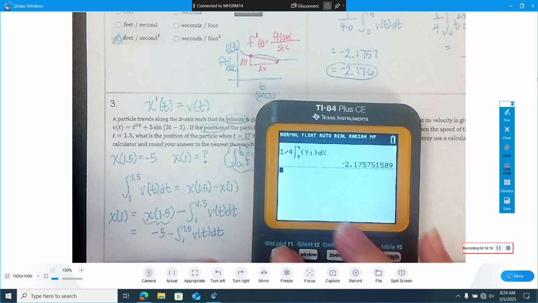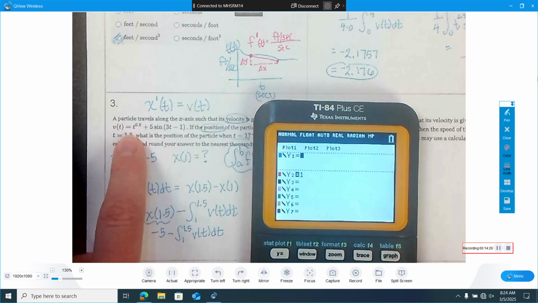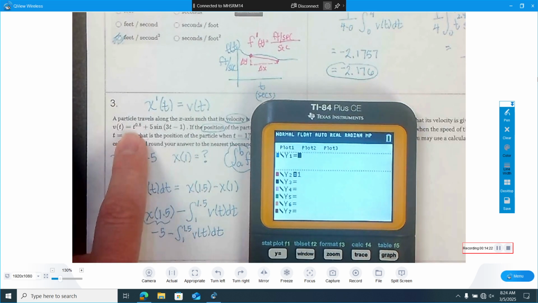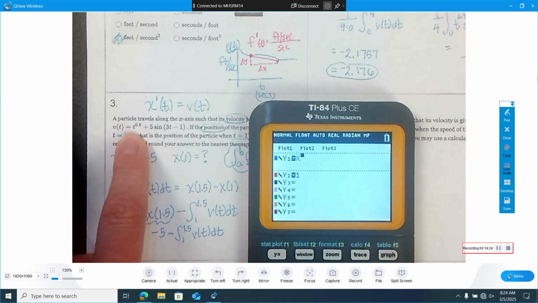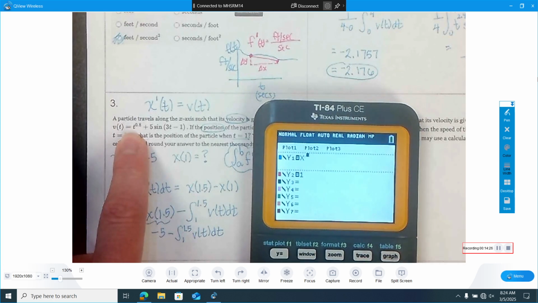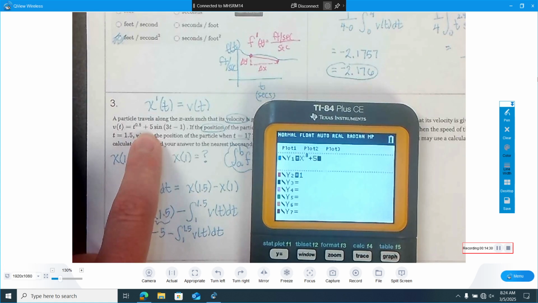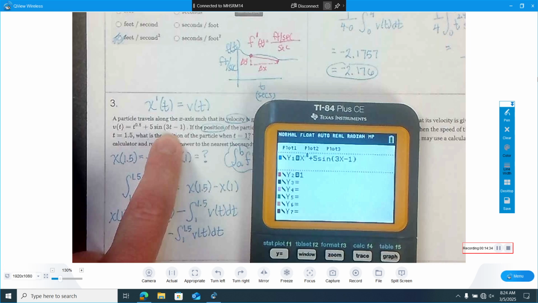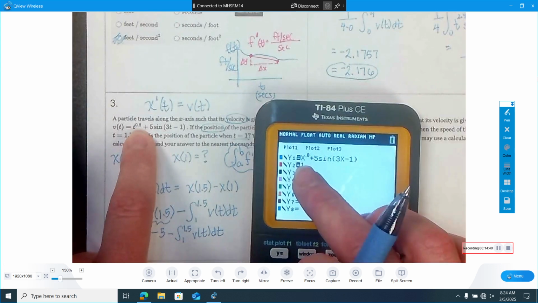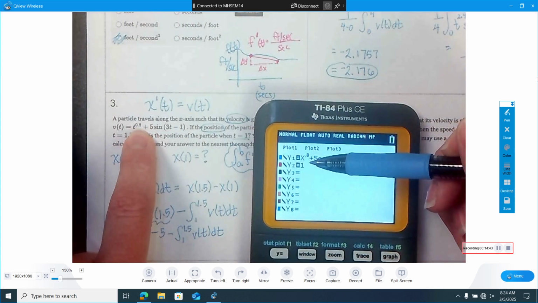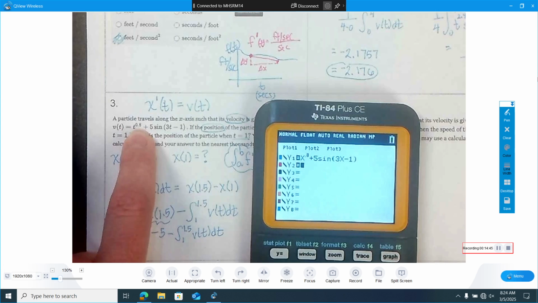So in my calculator, I'm going to go back to y equals, I'm going to type in my velocity function here. x to the 0.8 plus 5 sine of 3x minus 1. I think I got it. Take your time when you're typing those things in. I tend to put 0.08 instead of 0.8, so be careful.